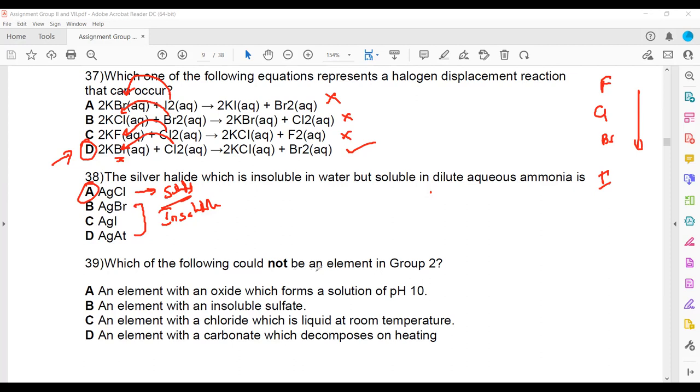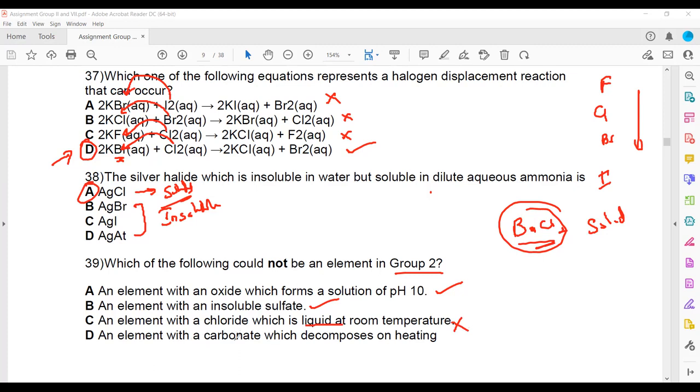Then, which of the following could not be an element in group 2? An element with an oxide which forms a solution with high pH, that can be group 2. An element with an insoluble sulfate, that can be, for example, barium sulfate is insoluble. An element with a chloride which is liquid at room temperature: if a group 2 element combines with chlorine, it will be an ionic bond, because metal and non-metal, and ionic compounds are always solid at room temperature, cannot be liquid. So this is not true.